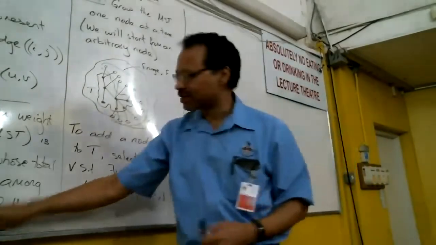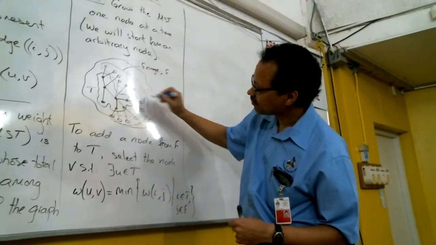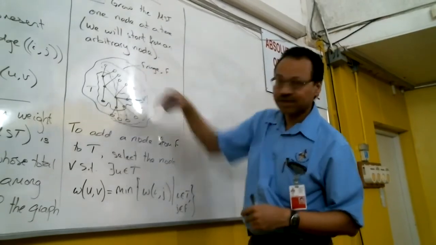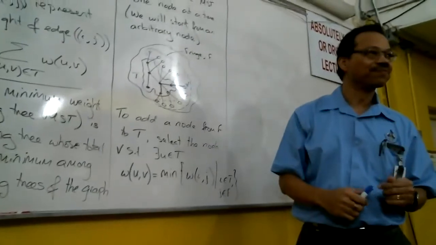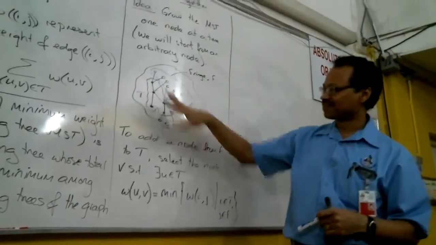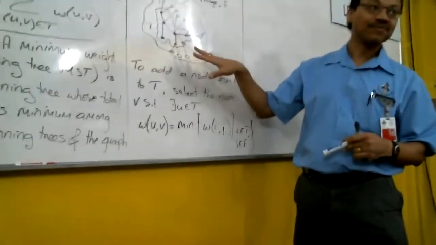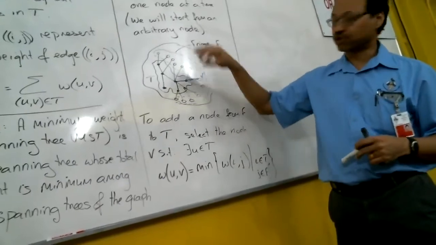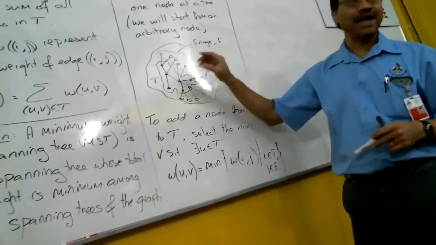Let me make sure I understand. So suppose we end up selecting this guy as V. So this edge must have been the lightest one crossing the fringe. What are you saying? There's no other? Okay, so you're saying path, but it's not path. If we choose a different node, that wouldn't be able to get us a lighter weight tree.